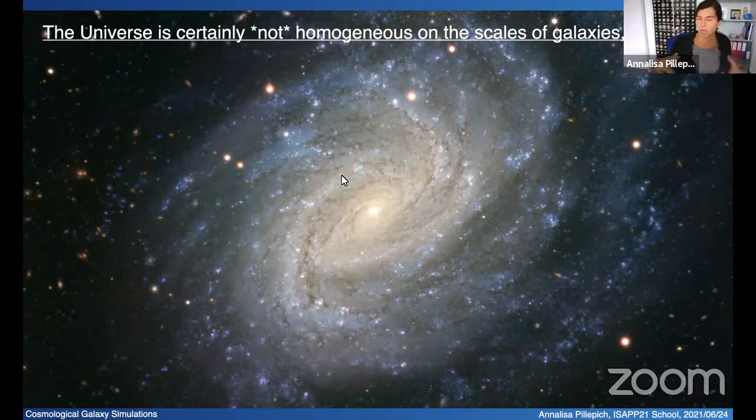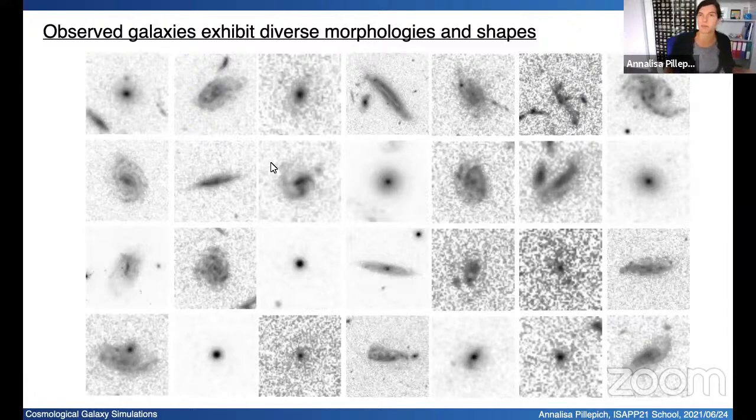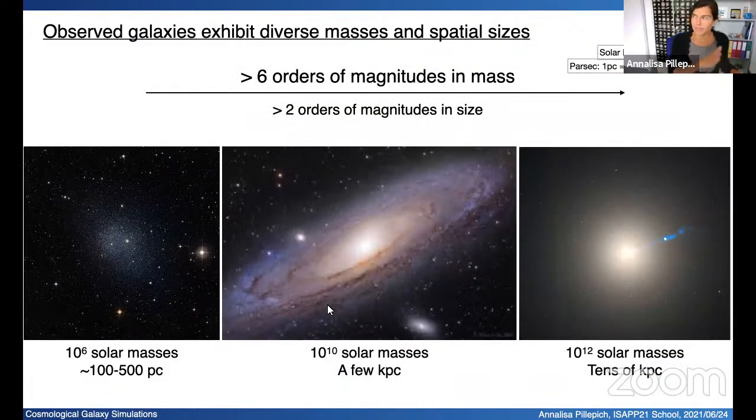Galaxies are on spatial scales of, say, from 1 to 100 kiloparsec. And we know from telescope observations, either from the ground or from space, that observed galaxies come in many shapes and forms. So these are actual images from the Hubble Space Telescope in an infrared wavelength. And these are not post-processed images. As you can see, some of them are disky, some of them are much more smudgy or with no features. Also, observed galaxies range across masses and spatial sizes.